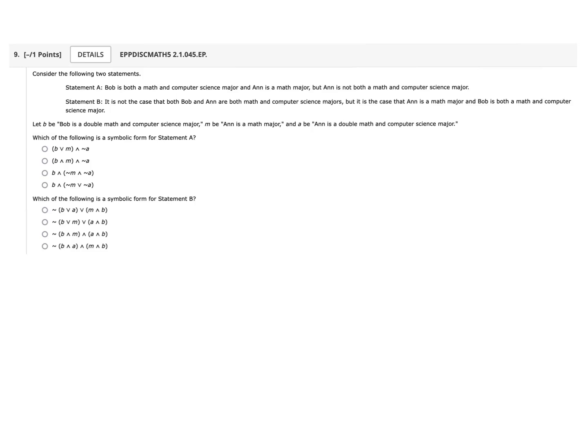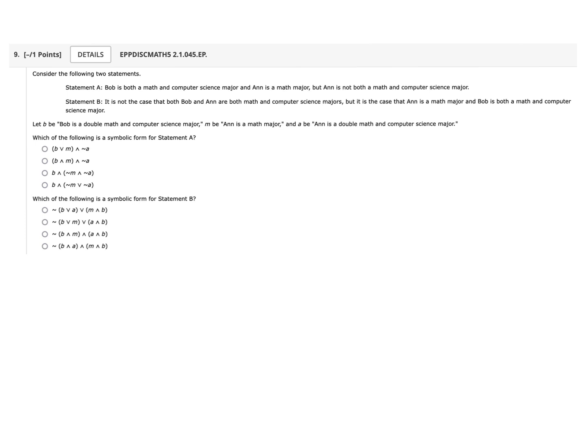Hi, this is question 9 from the 2.1 homework. So we have two complex statements. Statement A is that Bob is both a math and computer science major, and Ann is a math major, but Ann is not both a math and computer science major. And statement B: it is not the case that both Bob and Ann are both math and computer science majors, but it is the case that Ann is a math major and Bob is both a math and computer science major.